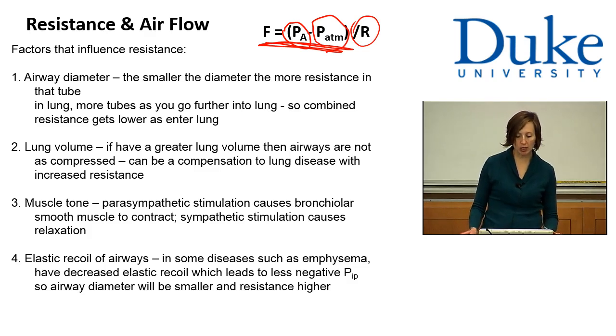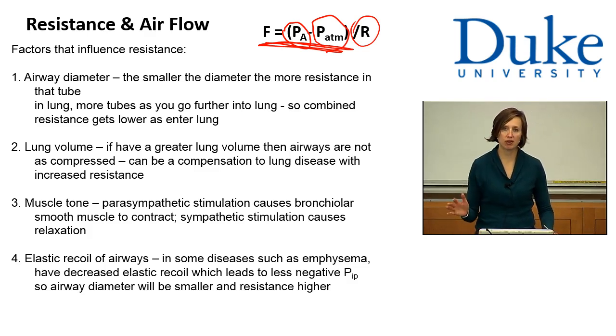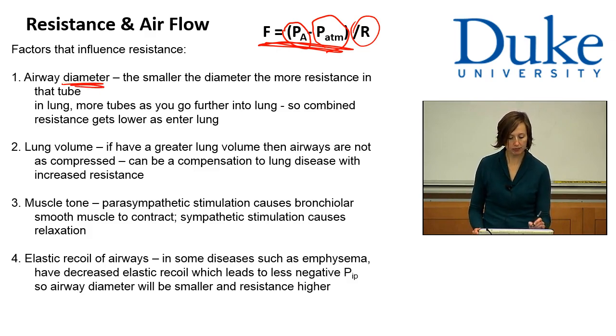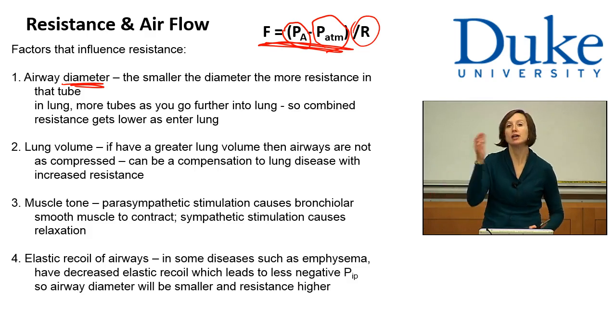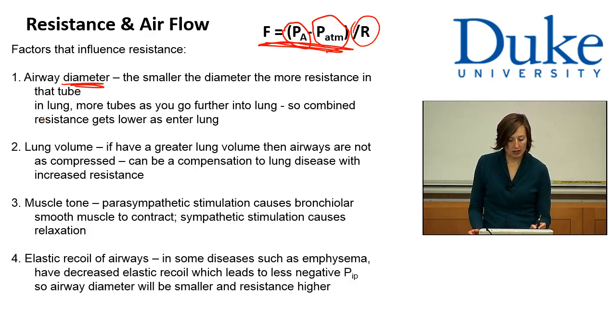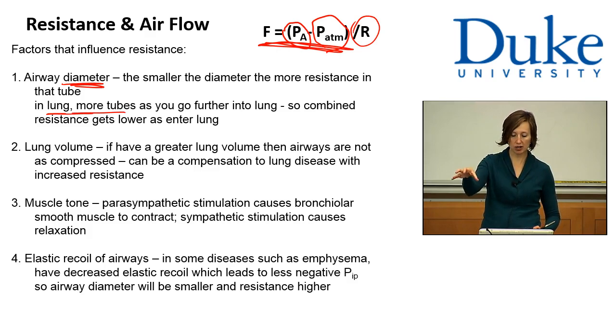So we know that one of the most important things in resistance of these tubes is going to be the diameter. The smaller the diameter, the greater the resistance in the tube, and so flow will decrease. In the lung, the farther you go into the lung, the more tubes you have, the more cross-sectional area you have, so the resistance is going to get lower as you enter the lung.